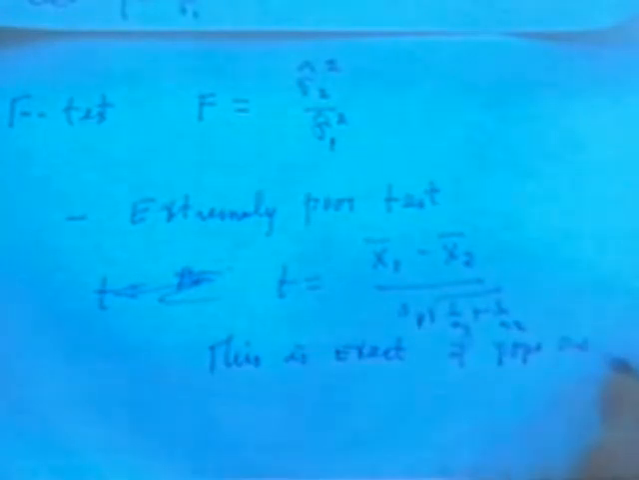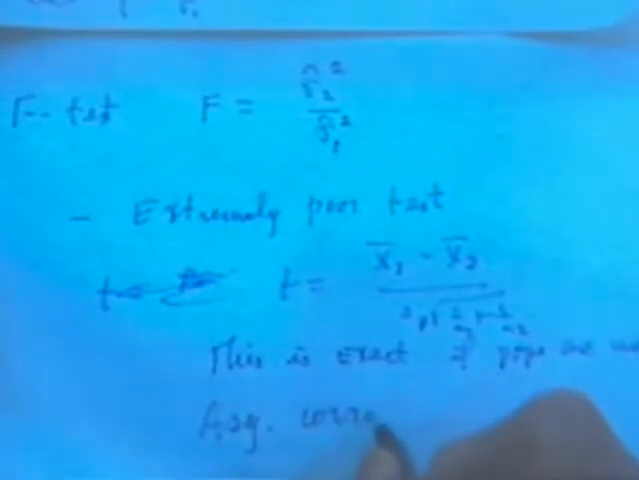So, this is exact if the populations are normal. At least it's asymptotically correct if the populations are not normal.